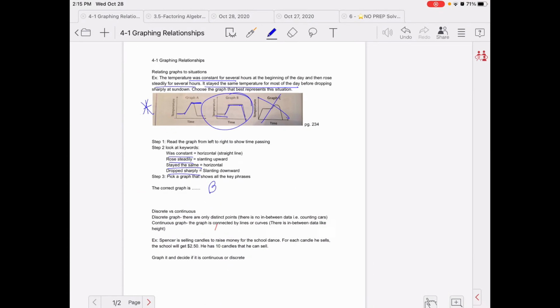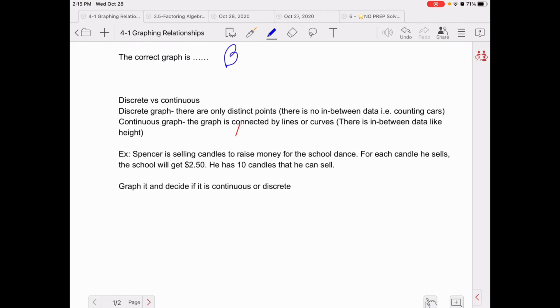All right, we're going to talk about discrete versus continuous data, okay? Discrete data is where there's very distinct points, so there's no in-between data. Like if I were to look out the window right now and count all the cars passing that were white, I'm not going to have 1.35 of a car, okay? So if we don't have that, then that's discrete.